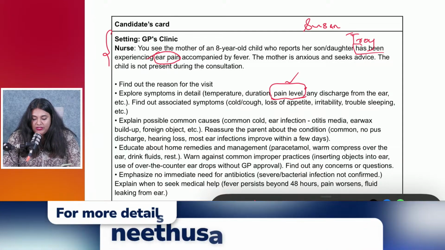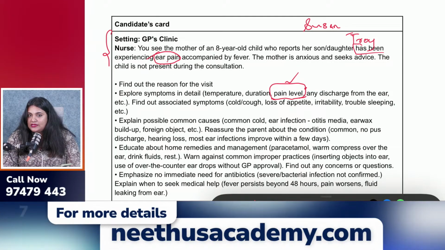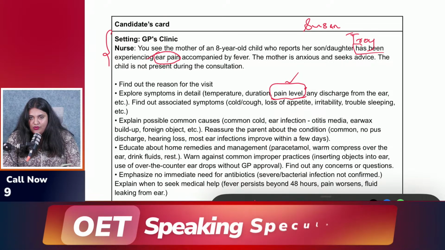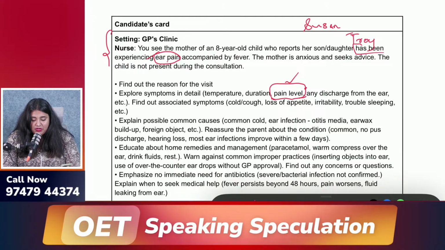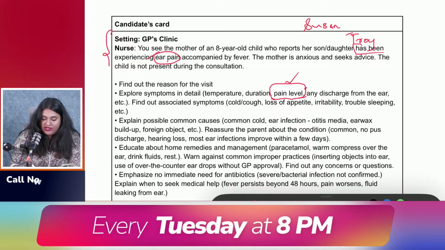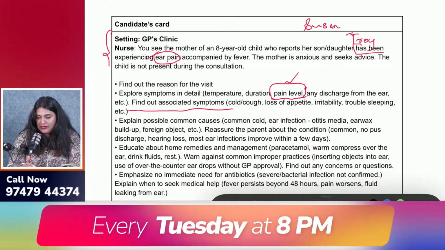Alright, so now the next is any discharge from the ear. As always you can ask, have you noticed any discharge from the ear, or does he have any discharge from the ear, etc. The next is find out associated symptoms. How would you frame a question for this topic statement?